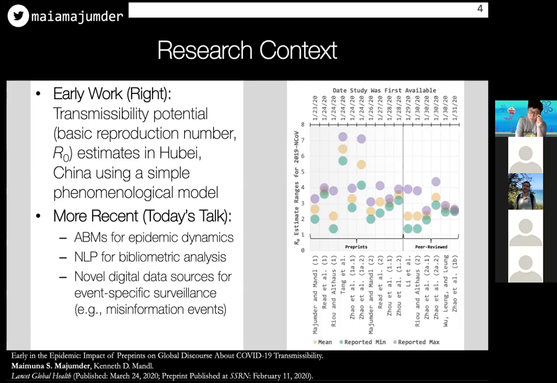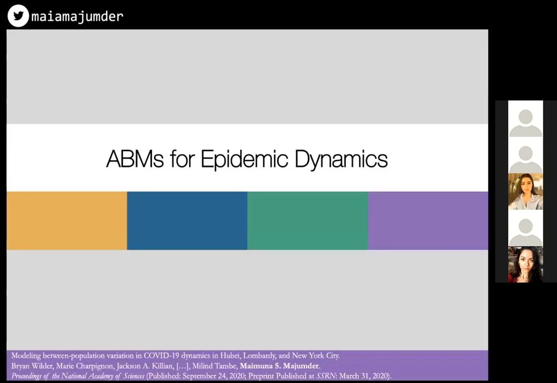These three broad research areas, ABMs for epidemic dynamics, PCA and LDA for bibliometrics, and news media and search query data for event-specific surveillance of misinformation events, comprise a few of my group's core scientific interests. And today, I'll be covering 3 studies from the COVID-19 era that offer a taste of the work that we're doing within each of them. So without further ado, let's get started with ABMs for epidemic dynamics.